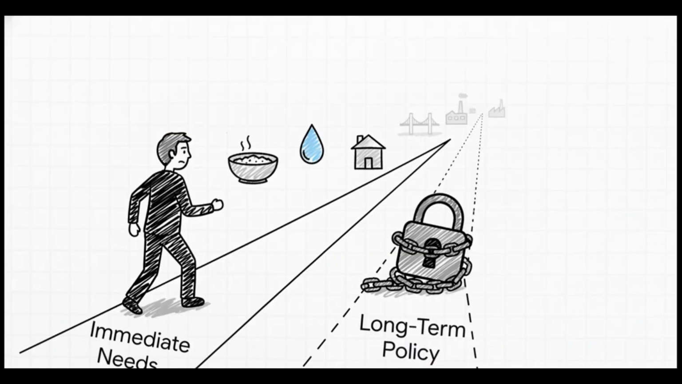Okay, on to lock number two, mass poverty. When your biggest worry every single day is just survival, putting food on the table, a politician's 5-year plan for new infrastructure feels, well, it feels pretty abstract, pretty distant.